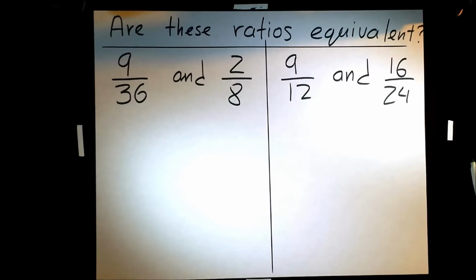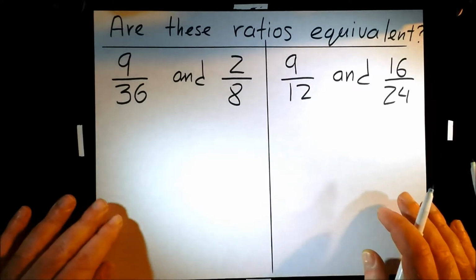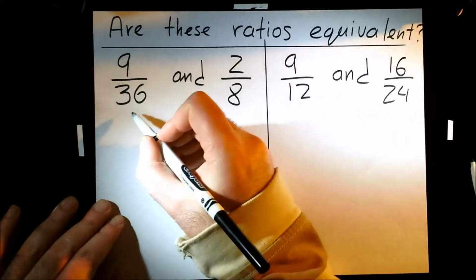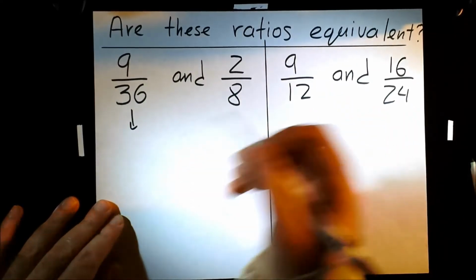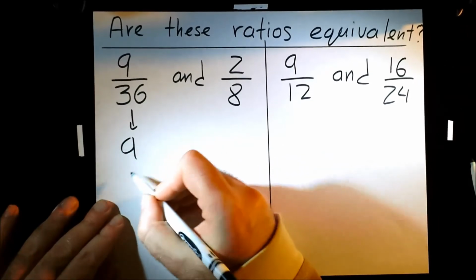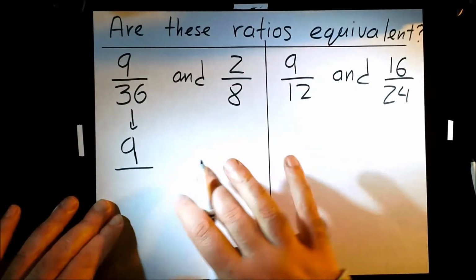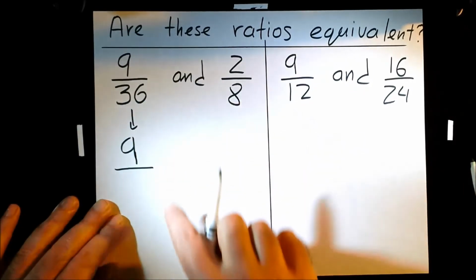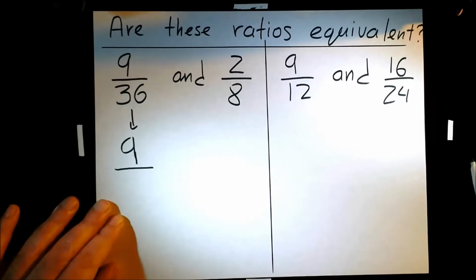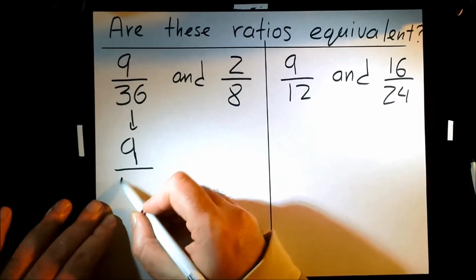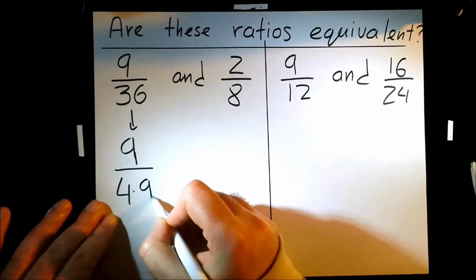Well, I can simplify them. And that's precisely what I'm going to do next. For the 9 over 36, I want to leave the 9 as is. How can I write 36 so that it has 9 inside of it? What times what gives me 36, but if one of the multiplicatives is 9? 4 times 9? Sure.